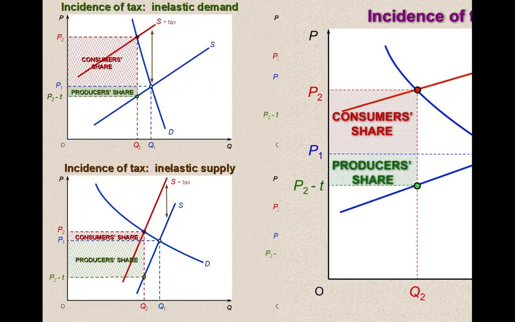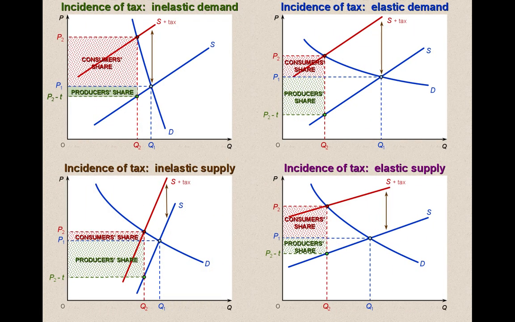All right. So here are all the curves together, and you can see the burden of tax based on the steepness of either the supply or the demand curve.